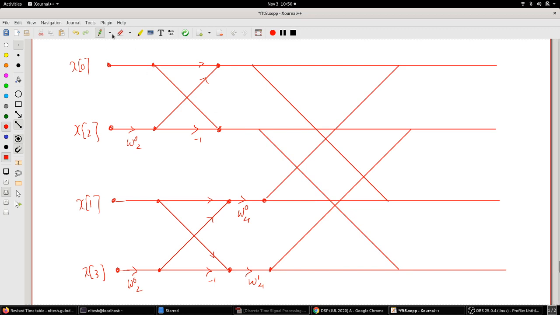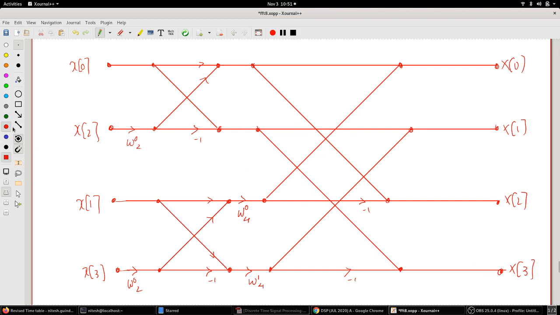Okay, so this is what you have. So this is your second part. So this will be -1 and this will be -1. So this in short will give you the 4-point output. So this value will be x of 0, this value will be x of 1, this value will be x of 2, and this value will be x of 3. So this is what a 4-point structure will look like.